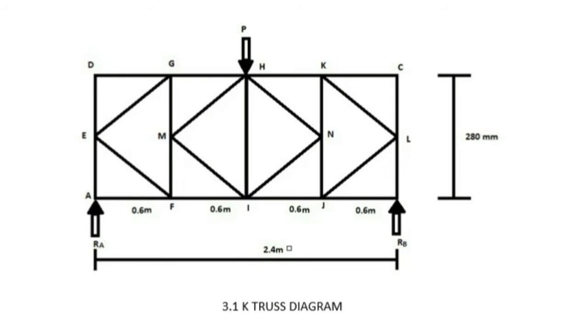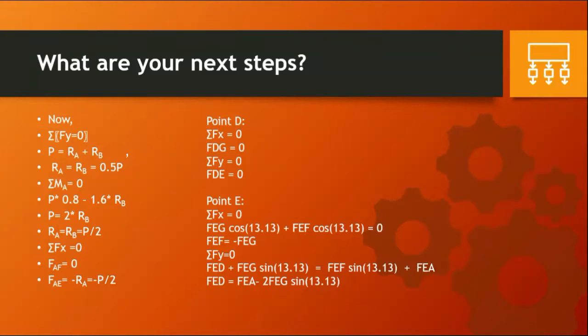The dimensions are length equal to 2.4 meters, height equal to 0.3 meters. Force P is equal to reaction at A plus reaction at B. Let us talk about point D. Summation Fx equal to 0, summation Fy equal to 0. Therefore, force at DG and force at DE equal to 0.